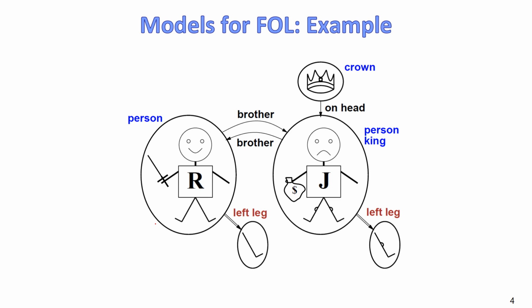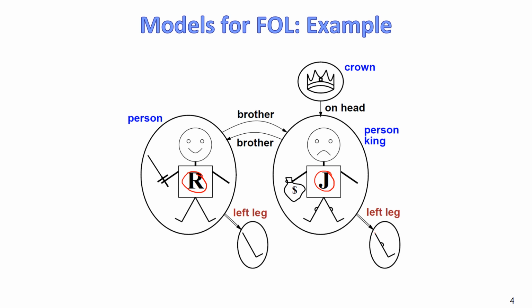Okay, let's take a third hypothetical example, which is in your textbook. Let me tell you the story behind this example, and then I will ask you about what are the objects, what are the relations, and what are the functions. We have a person called Richard. This person is a brother of another person whose name is John, and John is also a king. John has a crown on his head and also has a left leg.